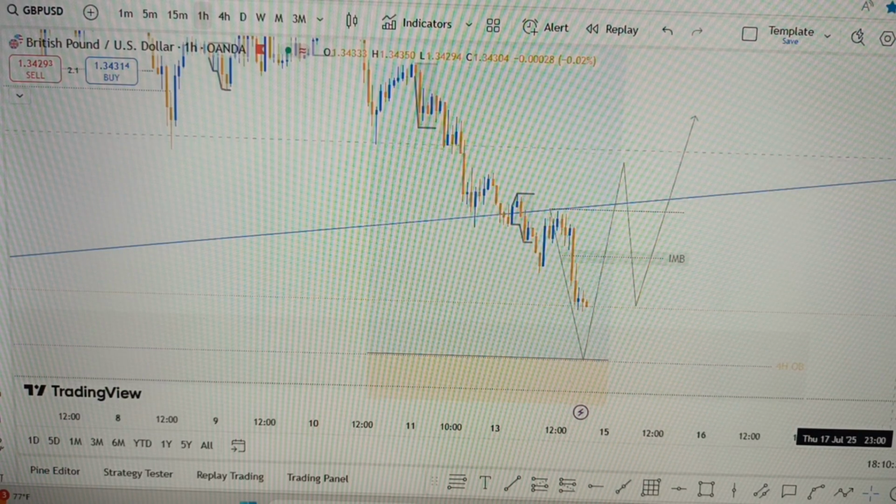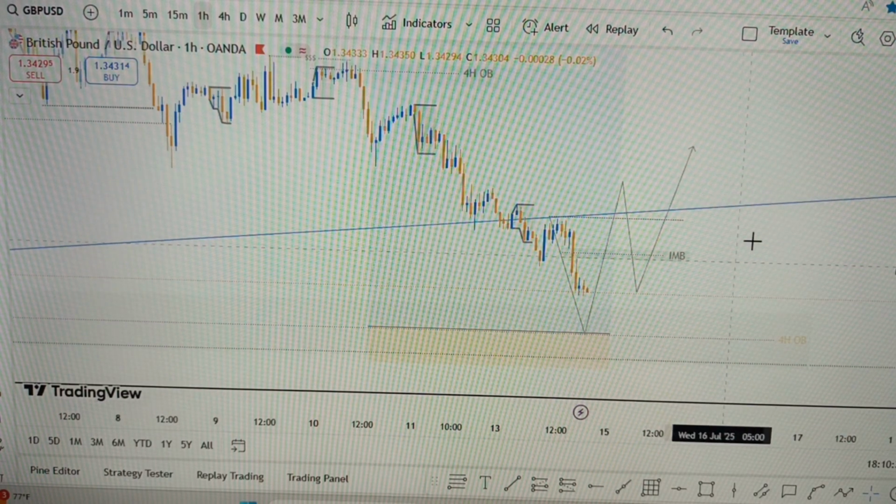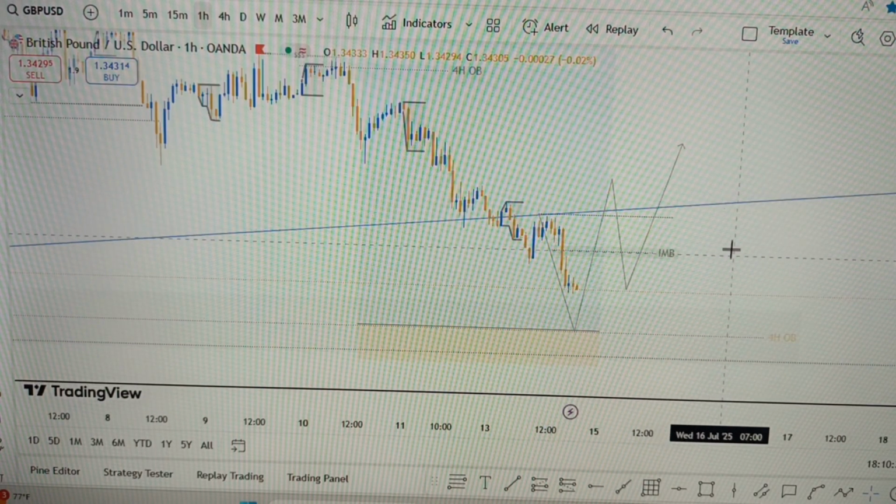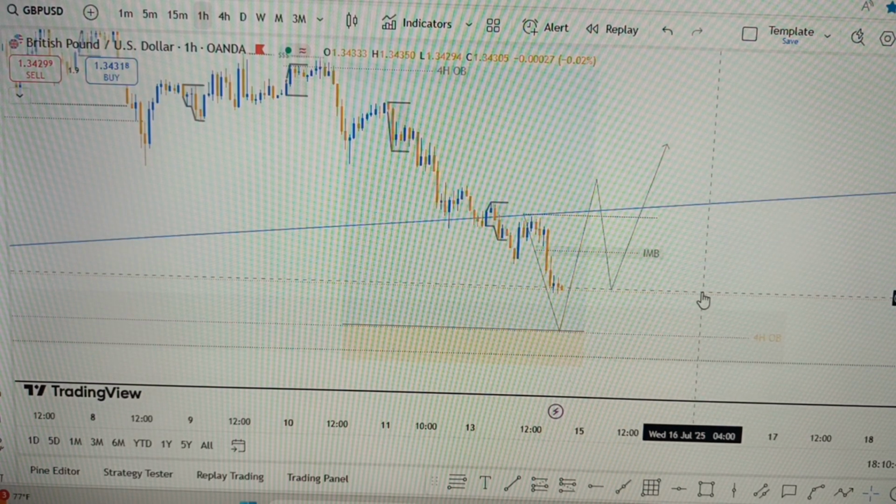So let's watch and see what this market is going to be doing so far, and how after the CPI news and all those things, this market is going to react.